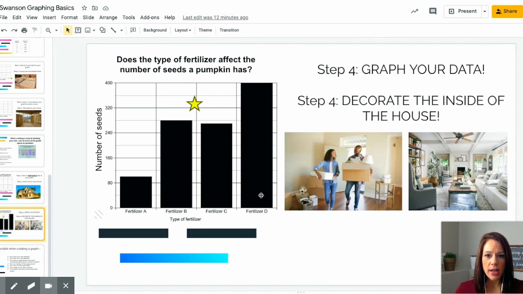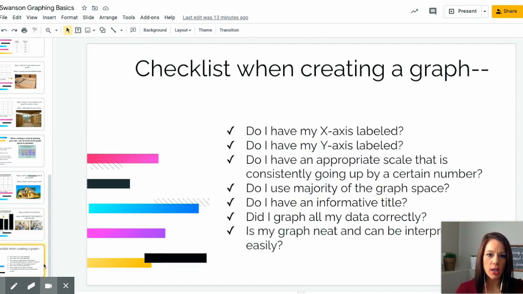So I've got my data, it's neat. I've got my bars, everything is spaced out. I'm using the majority of the graph space. So it's looking good. So again, checklist.